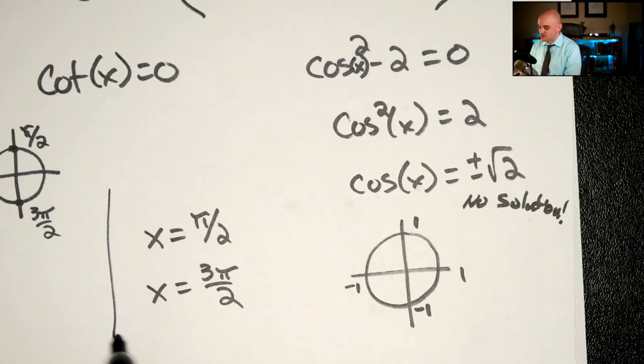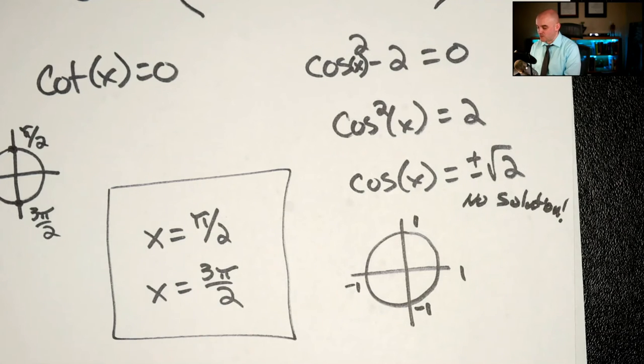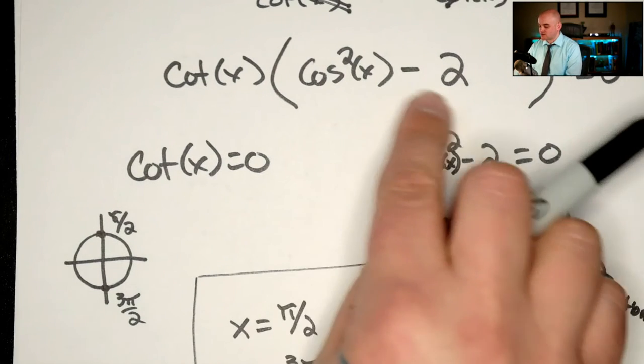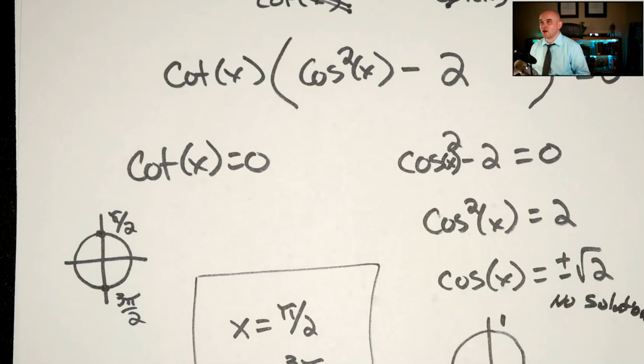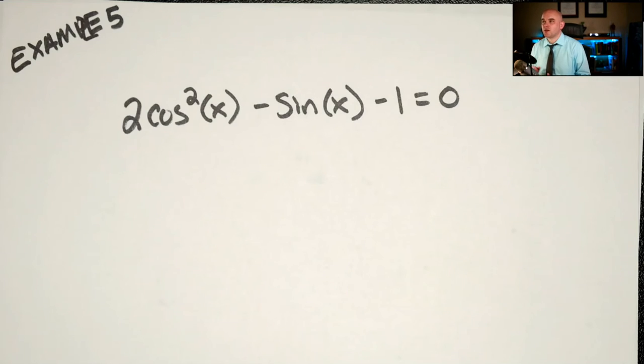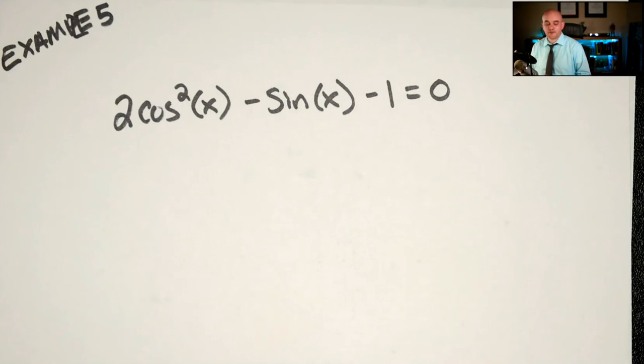So my answers stick with these two right here, pi over 2 and 3 pi over 2. This doesn't give me any solutions there. Okay? Let's move on to the next one. So pause the video, give this one a try.